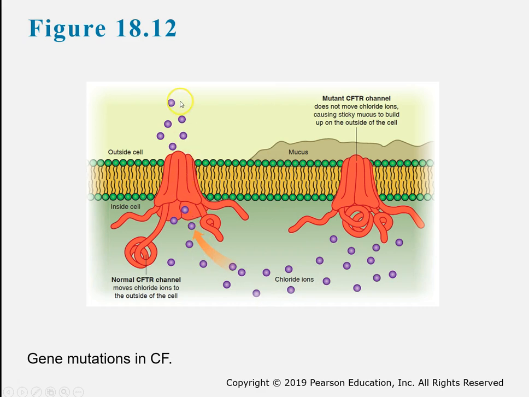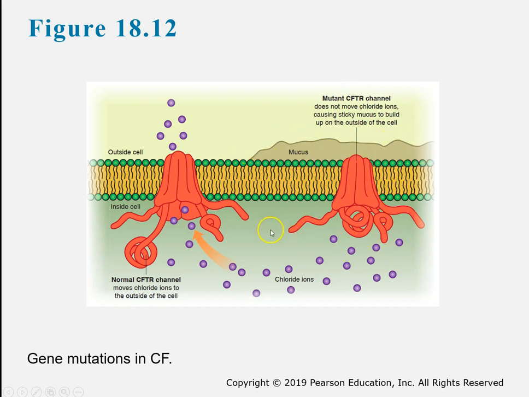They have to go through a channel, right? So a specific channel. This channel is only for chloride ions. So this is showing you this normal channel here. They move from the inside to the outside of the cell. If you have a genetic defect in this gene that makes that chloride channel, you have this non-functional mutant chloride channel, which is unable to move these chloride ions from inside the cell to outside the cell. And so what ends up happening is outside the cell, you get this sticky mucus that forms.